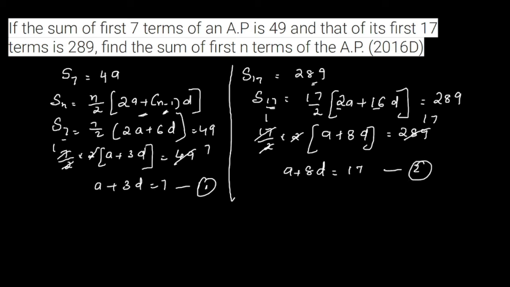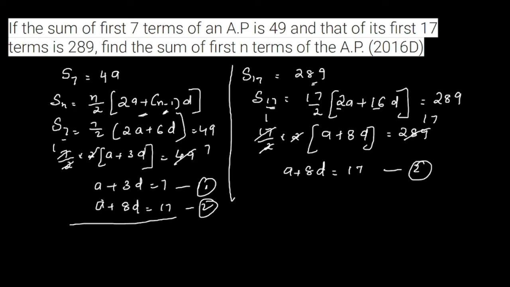So the first equation is a plus 3d is equal to 7. The second equation is a plus 8d is equal to 17, right? Now we have to solve this by the elimination method. Two methods we have learned, the elimination method and the substitution method. It is easy to find the value by the elimination method. So a plus 8d is equal to 17 is the second equation. Now subtract the second equation from the first equation.